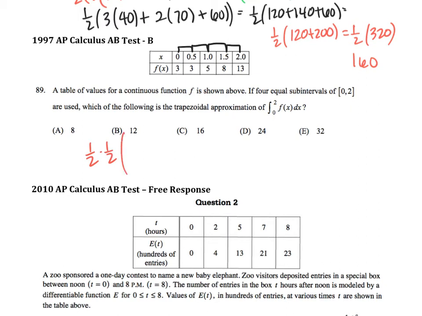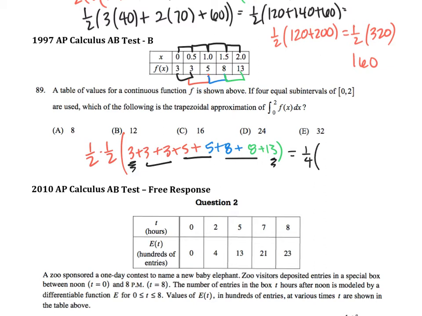My bases for my first trapezoid are going to be 3 and 3. My next trapezoid is going to have bases of 3 and 5. My next trapezoid is going to have bases of 5 and 8. And my last trapezoid is going to have bases of 8 and 13. Notice that in a trapezoid, the end bases are only used once, and then central bases are used twice. So we've got a 1/4 on the outside.